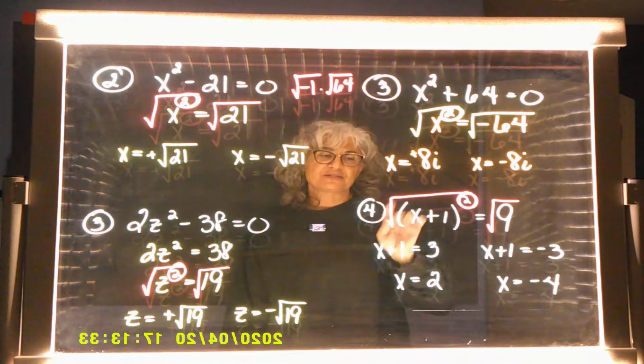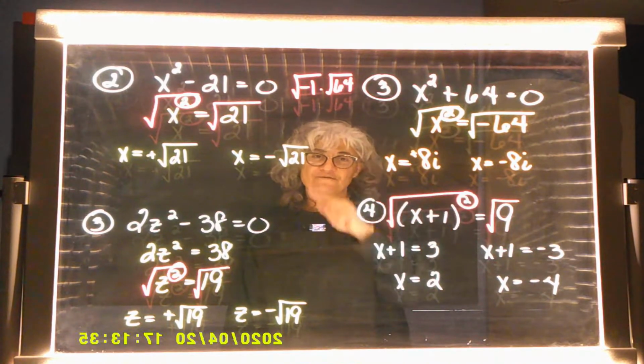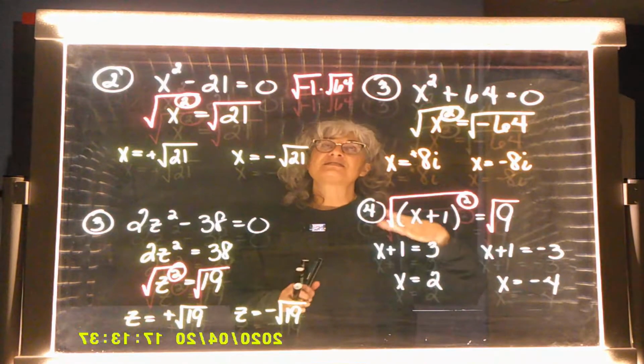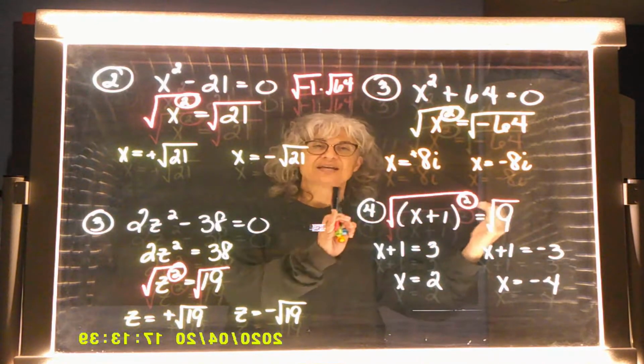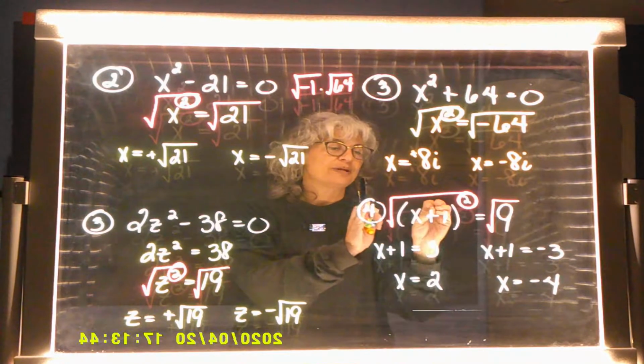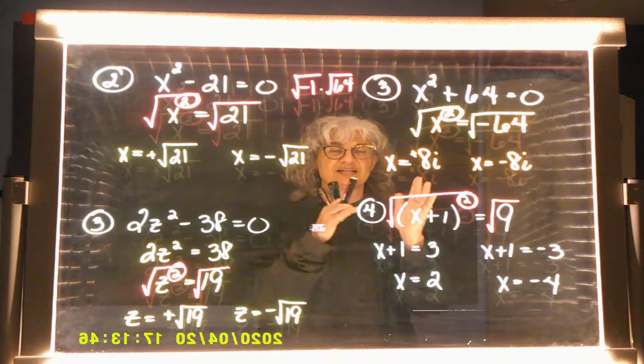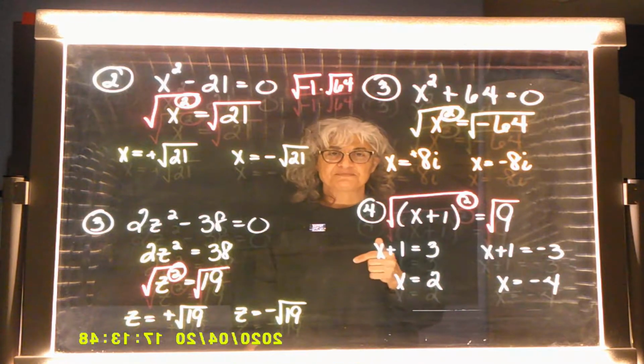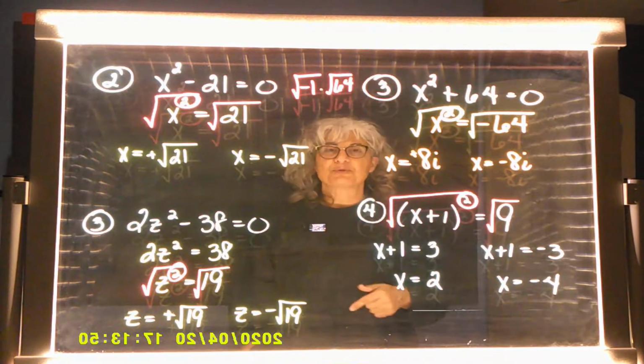In this case, the square has to go first because it's so to speak on the outside of everything and it's holding everything together. And if I can get rid of that square, then I get rid of that parenthesis and then I can tackle the 1. Good? Okay, hang in there. Got a couple more problems for you.